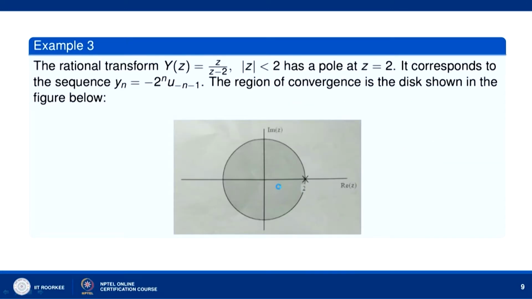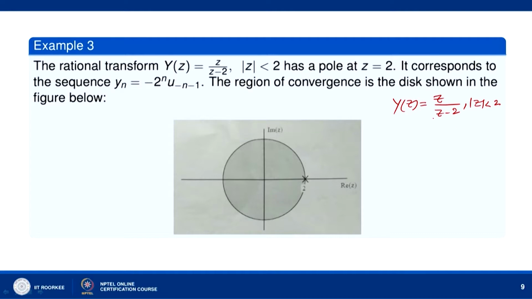Now, consider the rational transform Y(Z) equal to Z over Z minus 2 when mod of Z is less than 2. Okay, let us take this one. So, here we have a pole at Z equal to 2. You can see Y(Z) equal to Z over Z minus 2, and here mod of Z is less than 2. It means that the region of convergence is a solid disk.